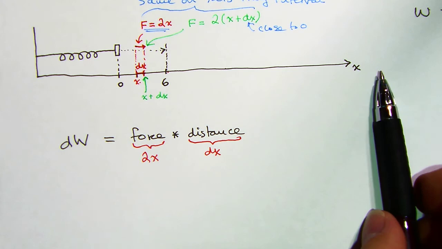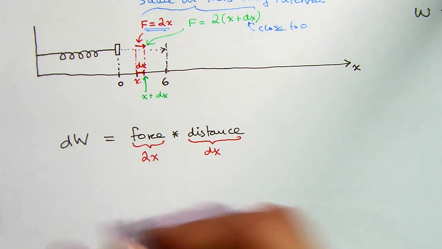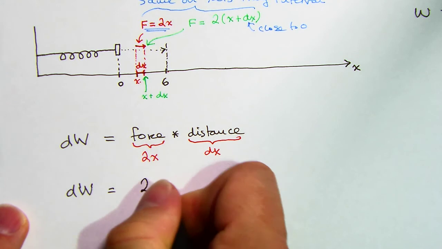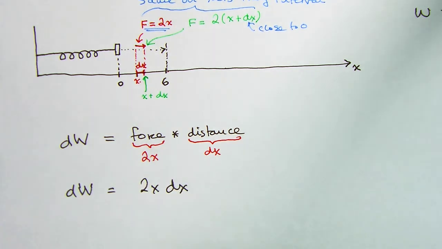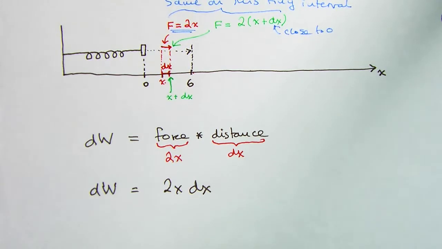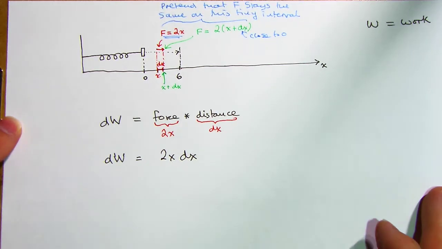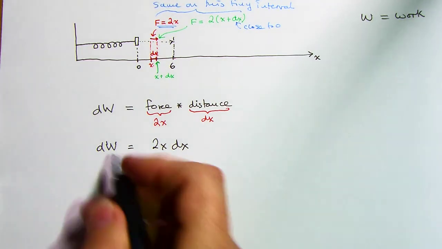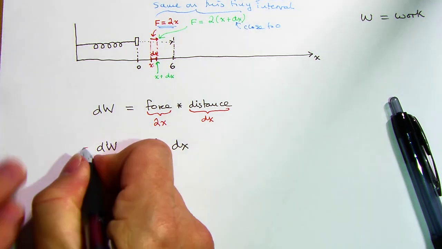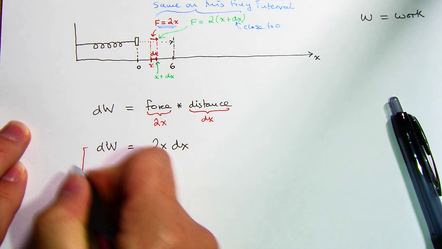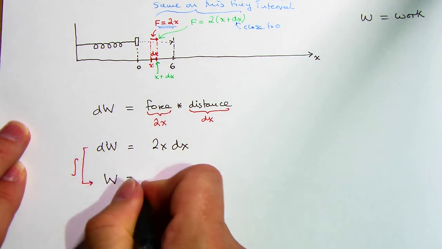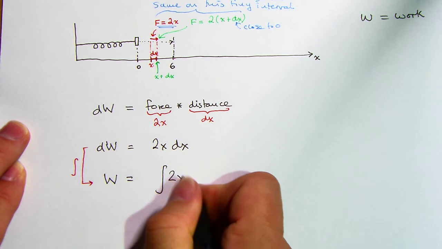All right, so plugging those in, that gives us dw, the amount of work we did for the little red stretch. And dw is just going to be 2x dx. Okay? Now, that was just one portion of the work. We want all the work. So how can you turn a dw into a w? Integrate it. Yes, integral. So we integrate this, and we get w. And we integrate this, and we get the integral of 2x dx.